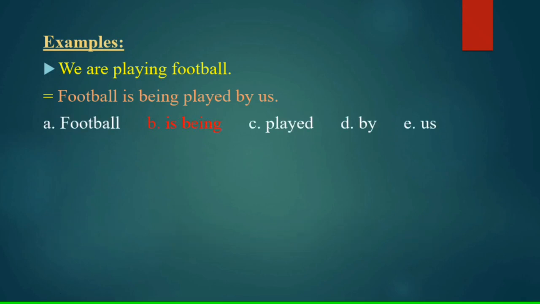So here is the first example. We are playing football. Here we have a subject, that is we, we have an auxiliary verb, that is are, we have a main verb, that is play in its ing form, and we have an object. The answer will be football is being played by us. We can divide this answer into 5 parts, like football is being played by us. If you see, these 5 points are actually following rule number 1.